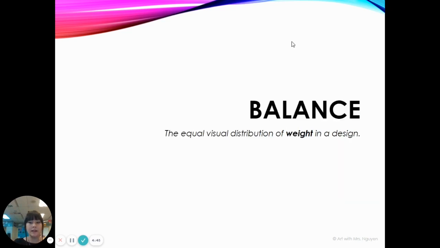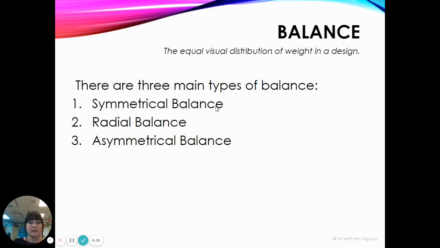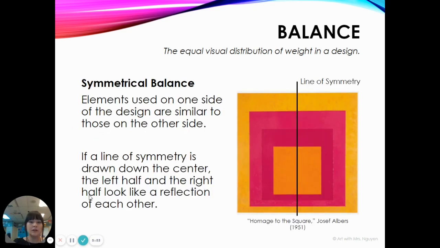The next principle of design is balance. Balance is the way you distribute the weight of a design. And the weight of the design basically means where you put your drawings and your designs in your work. There are 3 types of balances that we talk about in 3rd and 4th grade. First is symmetry. Second is radial symmetry. And the third is asymmetry. Symmetry or symmetrical balance means that both sides of the images are the same, like it's reflecting on a mirror. So this image by Josef Albers is symmetrical, and the line that separates the identical sides is called the line of symmetry. Symmetrical balance artwork has a really calm feeling to it.